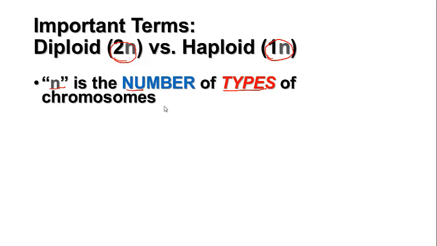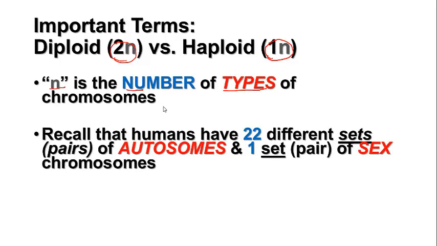All right. Recall that humans have 22 different sets or pairs. All right, remember in a pair, there's always two of something. All right, in this case, we're talking about two sets, or rather a pair of two chromosomes, or a set of two chromosomes. All right. So there's 22 different pairs of chromosomes referred to as autosomes, and one set or pair of sex chromosomes.